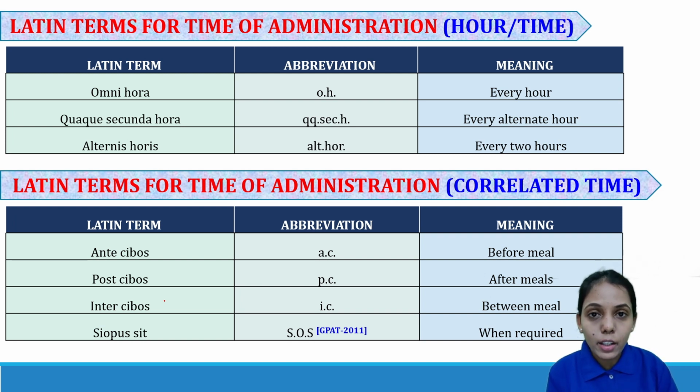Now omnihora. Omni means every, hora means hour. So it will be every hour.